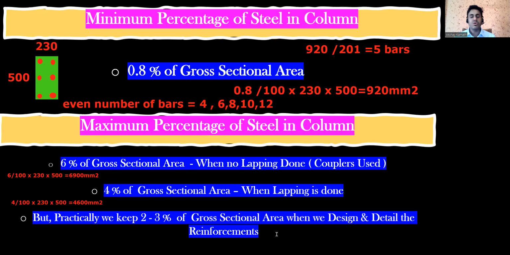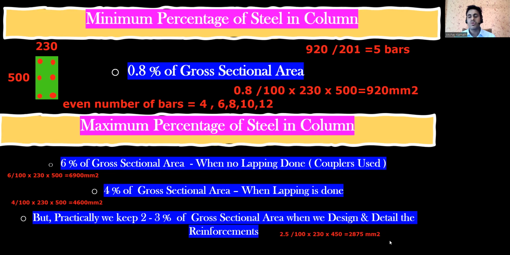Practically what we do is 2 to 3%. I'll take the average and go with 2.5%. So 2.5 divided by 100, multiplied by 230, multiplied by 500. That is 2.5 multiplied by 230 multiplied by 500, divided by 100. That's it: 2875 mm square. This much steel only we are going to give in this column.